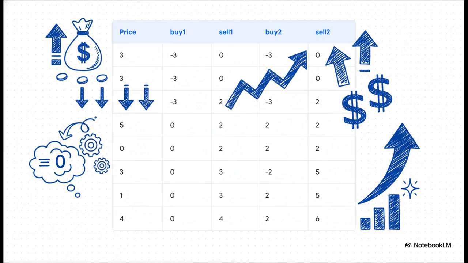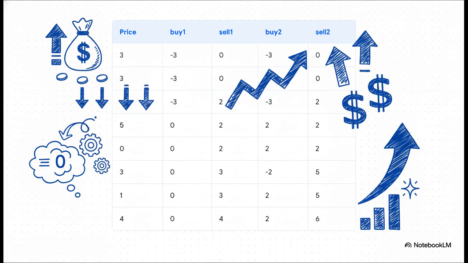But watch this. Day 3, the price jumps to 5. Now it gets interesting. Look at sell 1. We ask, should we stick with our old profit of 0 or sell now? Well, our cost was -3 and today's price is 5, so selling today gives us a profit of 2. That's better than 0, so sell 1 updates to 2. Now for the really clever part. Day 4, the price crashes to 0.